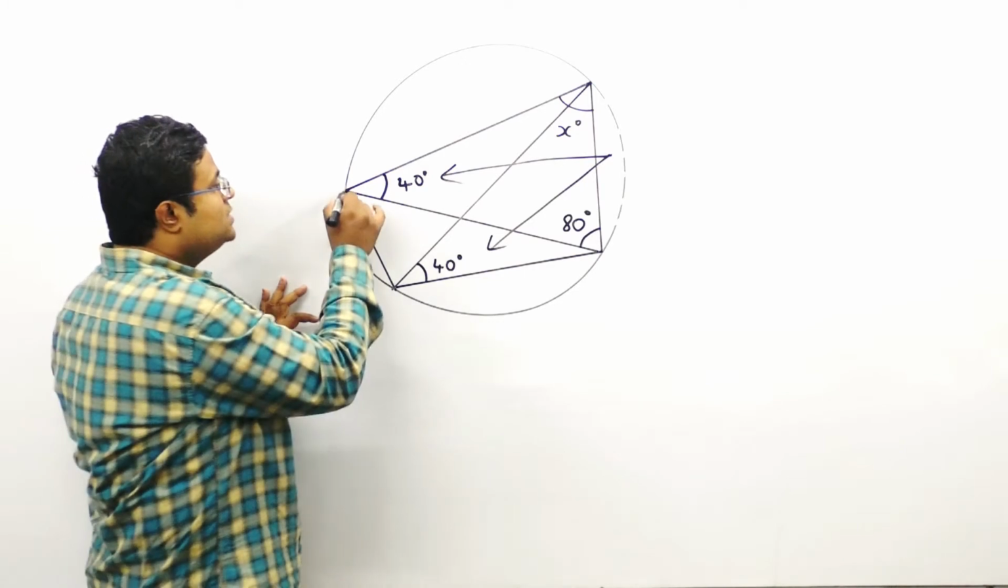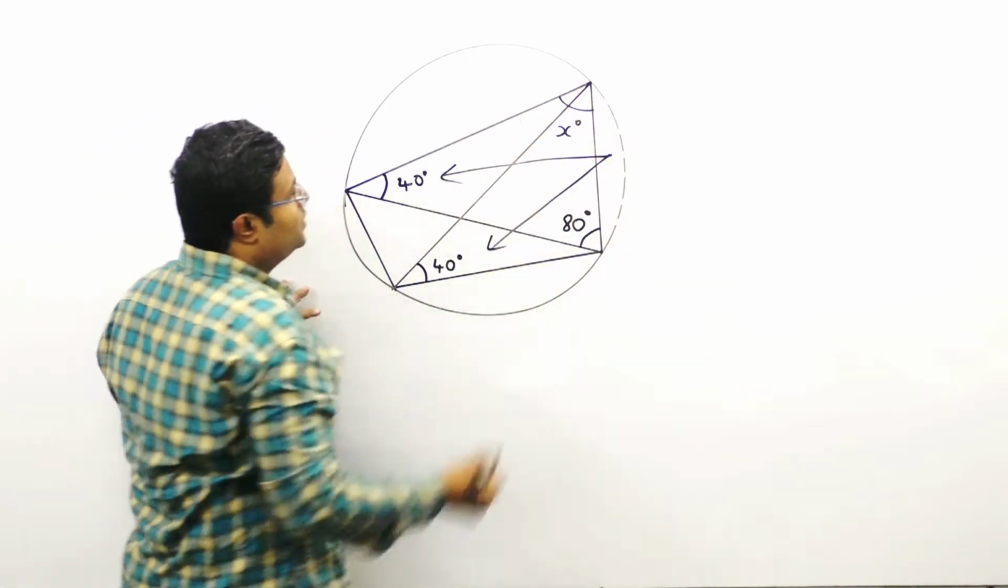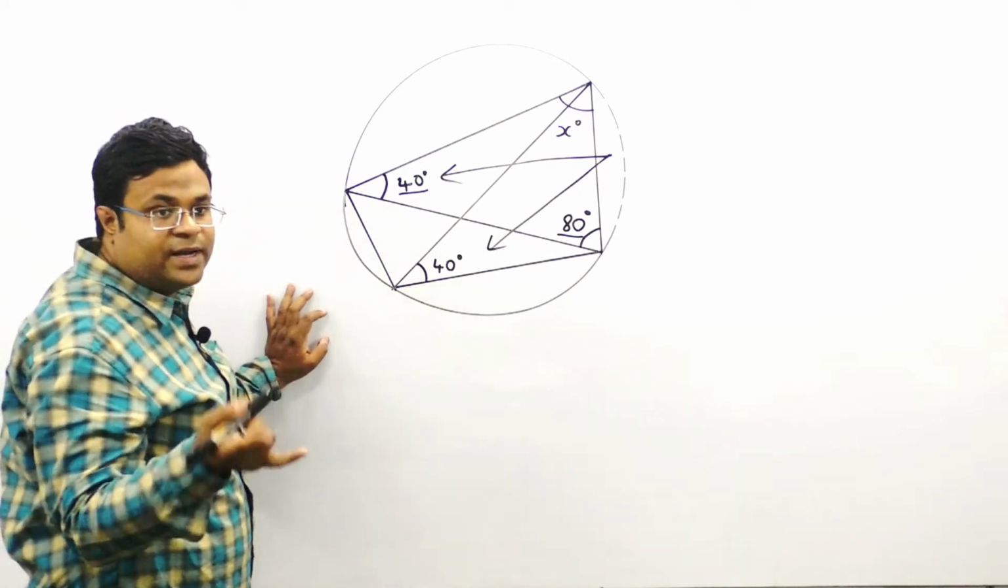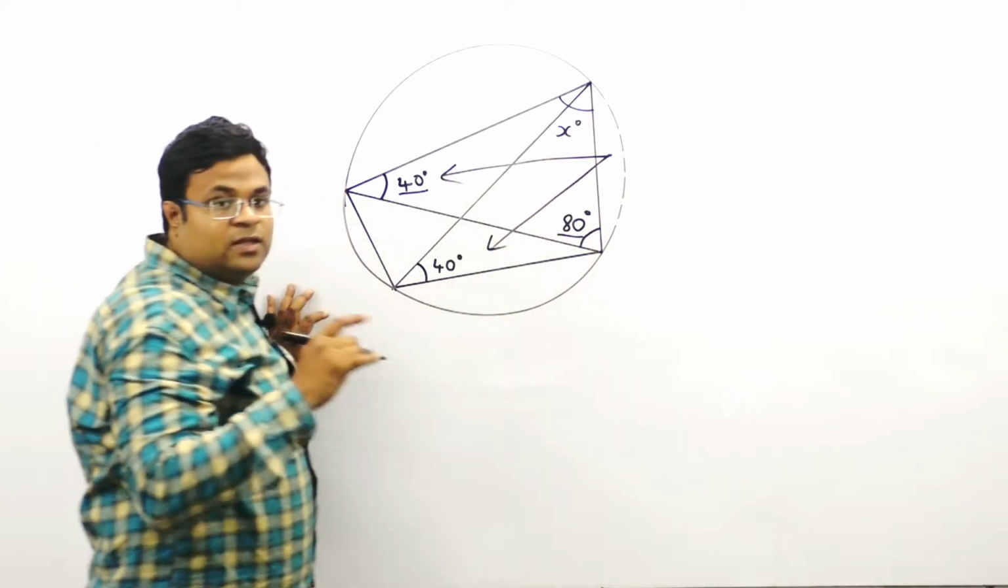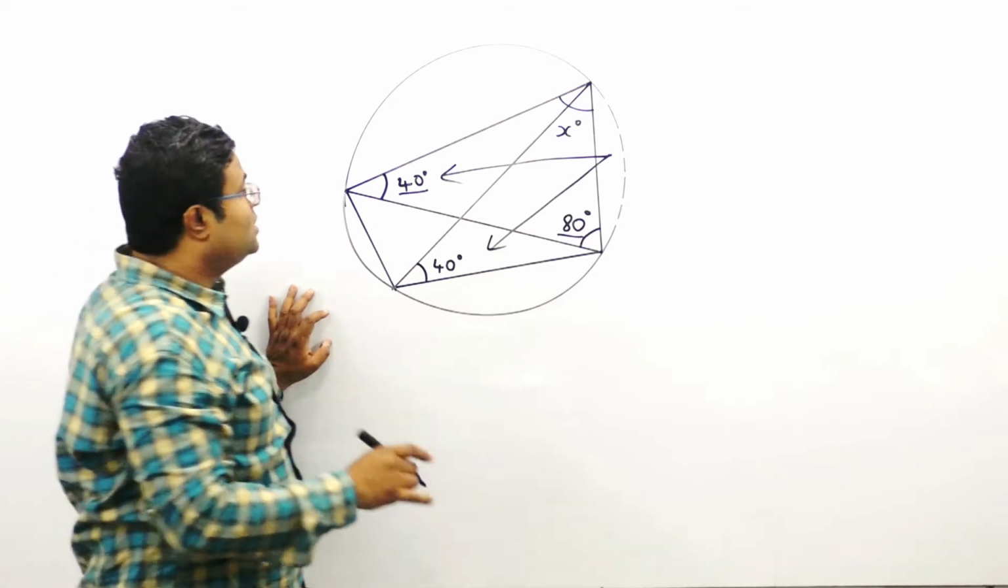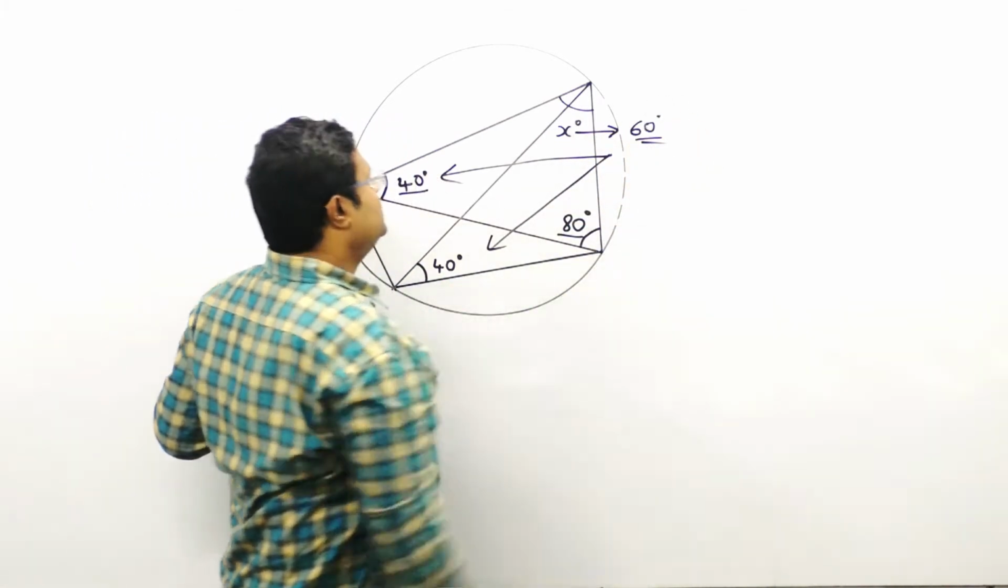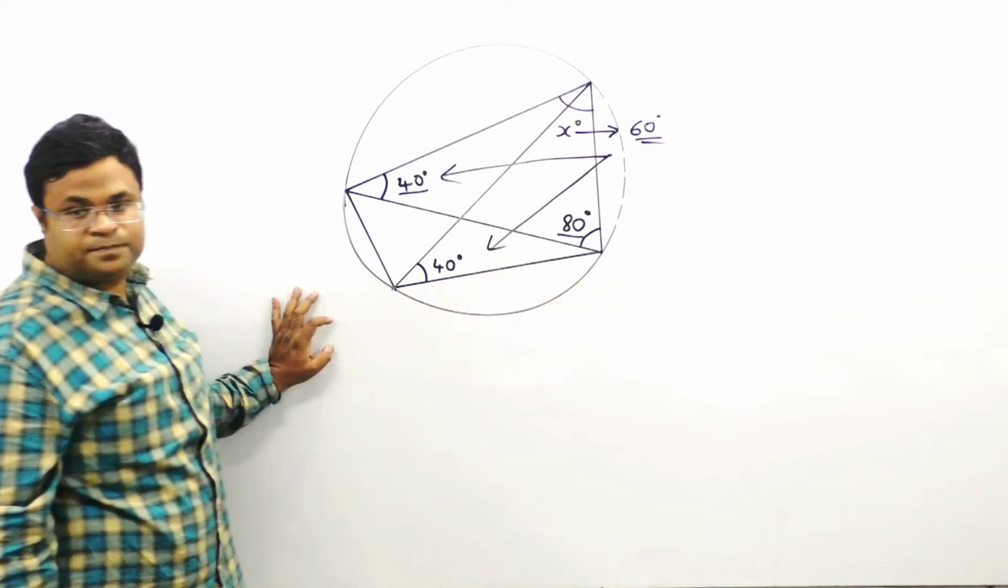Followed. Now what you get is a simple triangle. This point, this point, this point. So this is 40, this is 80. What is it? 120. So this will be 180 minus 120. So x is equal to 60 degrees. Okay.